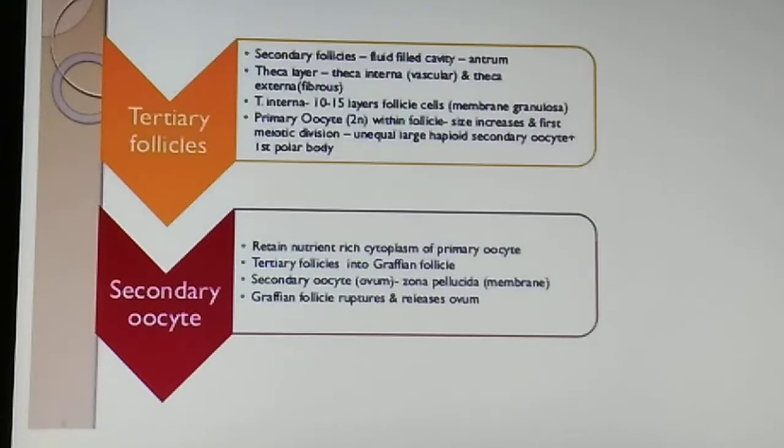The secondary oocyte retains the bulk of the nutrient-rich cytoplasm of the primary oocyte, and the tertiary follicle further changes into the mature follicle, or we can say the Graafian follicle. Now, students, the secondary oocyte forms a new membrane called the zona pellucida that surrounds it, and the Graafian follicle now ruptures to release the secondary oocyte, known as the ovum, from the ovary with the help of a process known as ovulation.